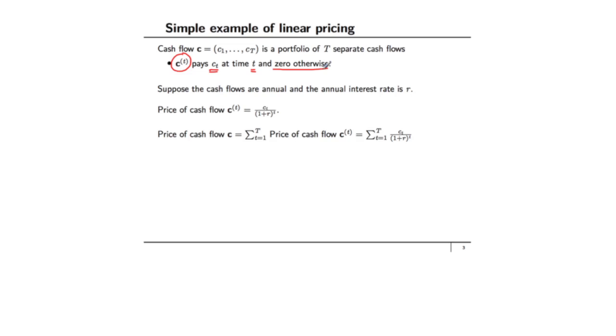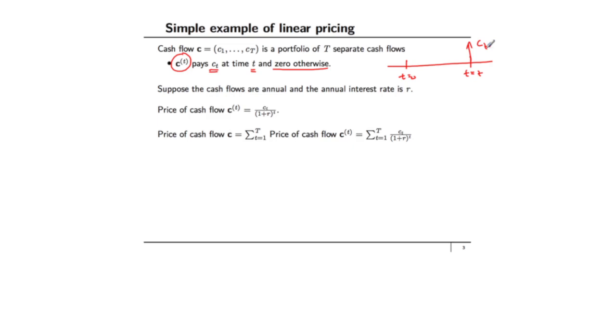Suppose the cash flows are annual and the annual interest rate is R. Then the price of this particular cash flow, which pays an amount C_T at time t equal to little t and pays 0 everywhere else, which we have already computed before, is given by its net present value: C_T divided by (1 plus R) to the power T.